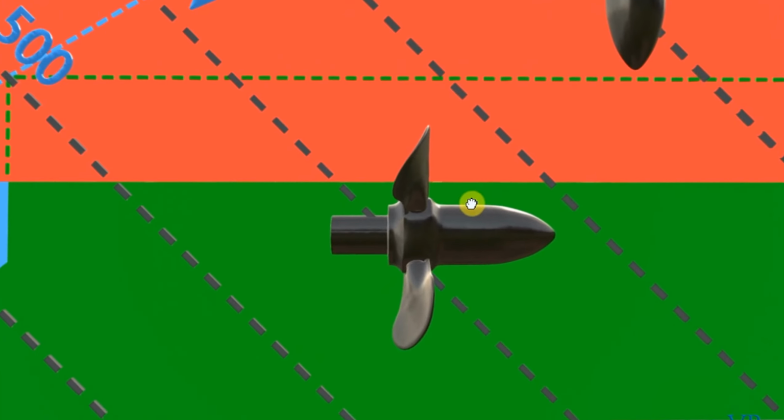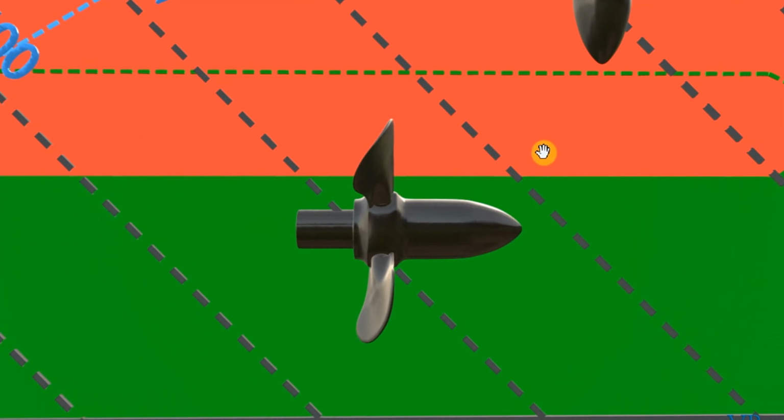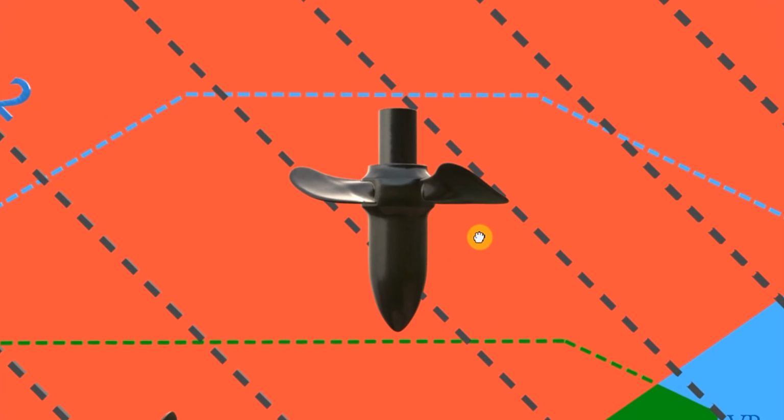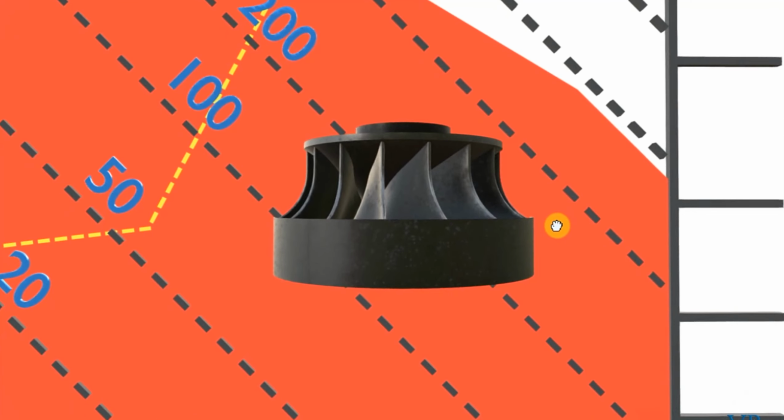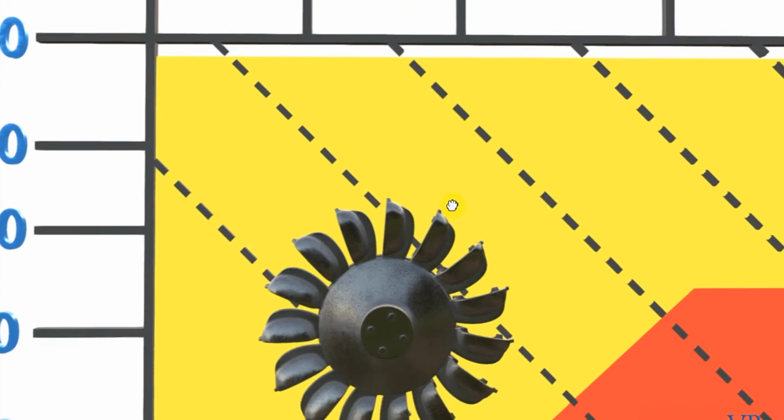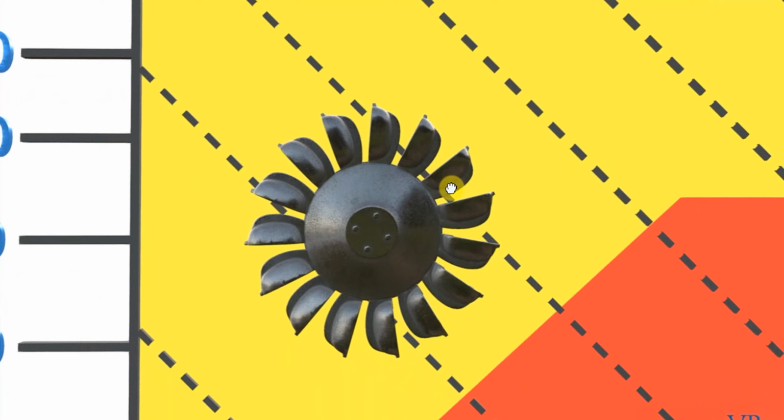Here we have a horizontal Kaplan runner. The next one is a vertically orientated Kaplan runner. We're now looking at a Francis runner. And if we go up to the left here, we can see we have a Pelton runner, also referred to as a Pelton wheel.